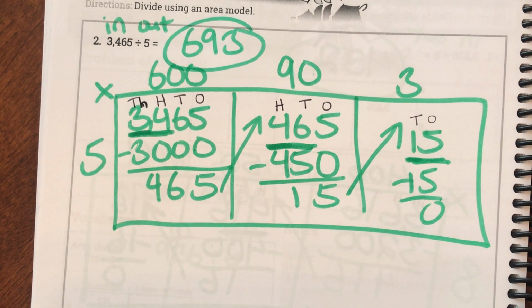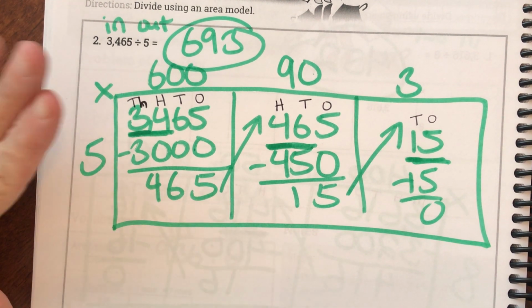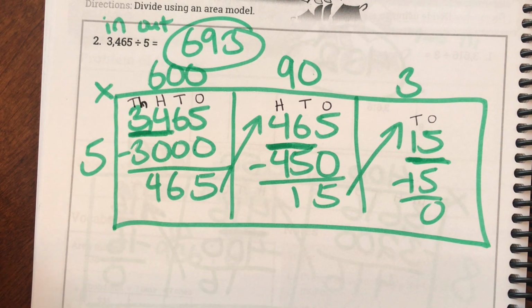693 is our quotient. Okay, ladies and gentlemen, I know there's a lot of steps here, but we'll be doing this throughout the years, practicing all year. So right now our goal is just to do the best we can. Make sure you use your examples and steps to help you.